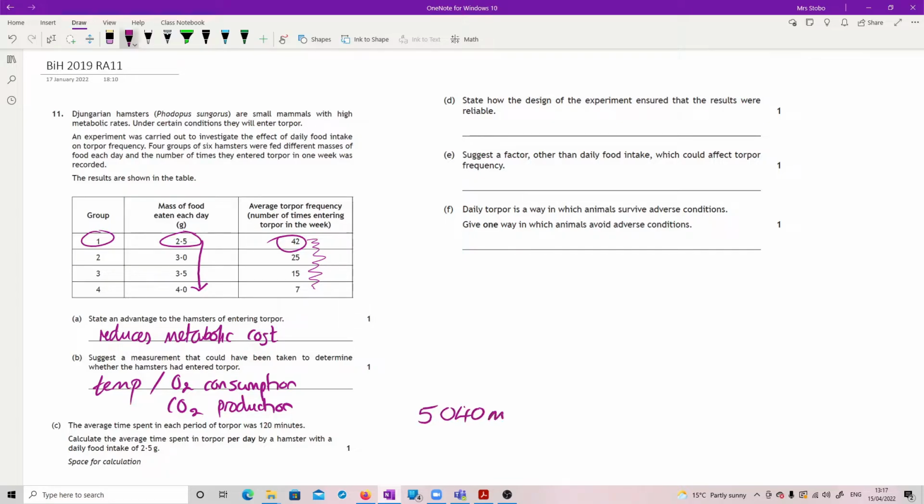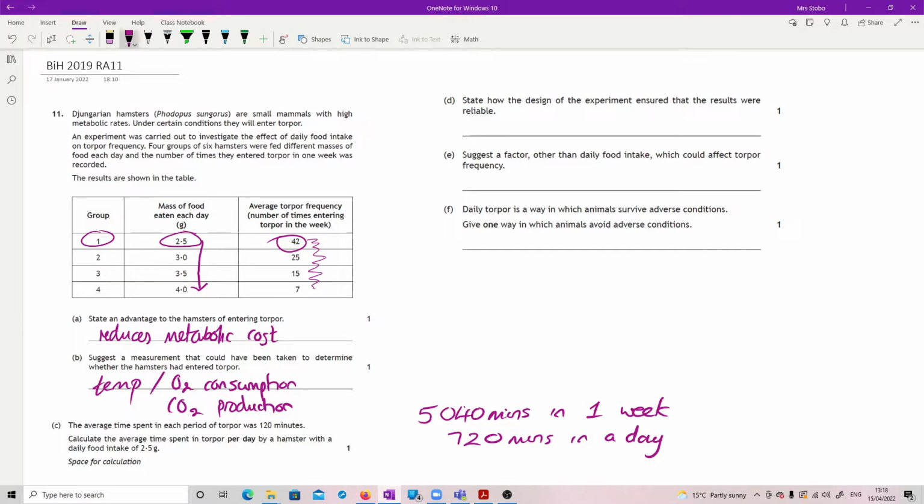means that they were in torpor for 5,040 minutes in 1 week. Okay, divided by 7 means that they were 720 minutes in a day. Oh, that's it. Oh, okay. I was looking for something more complicated.